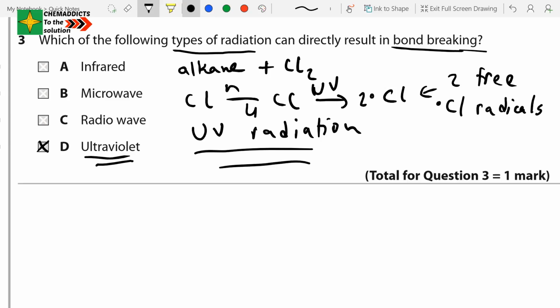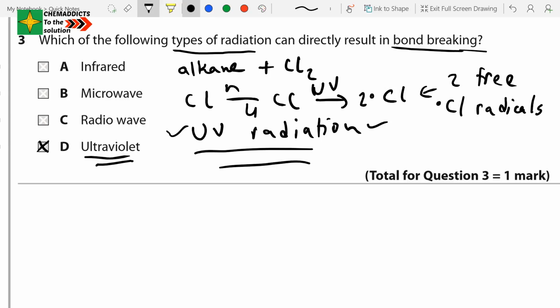So fellas, I hope that you have understood why the answer should be ultraviolet radiation. If we recall the reaction between alkane and chlorine, here we require ultraviolet radiation. So from that we can say that ultraviolet radiation can actually break bonds directly. That's the solution to this question. It was pretty straightforward.